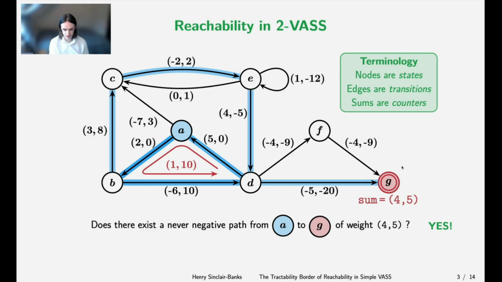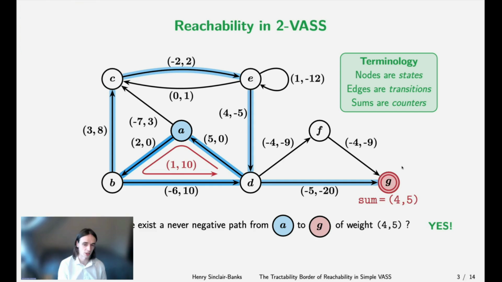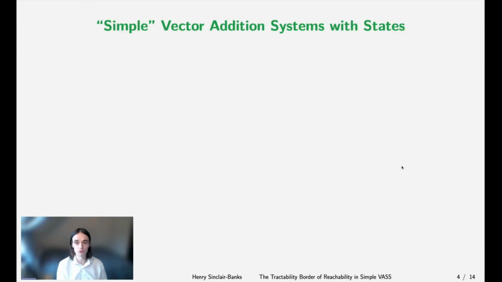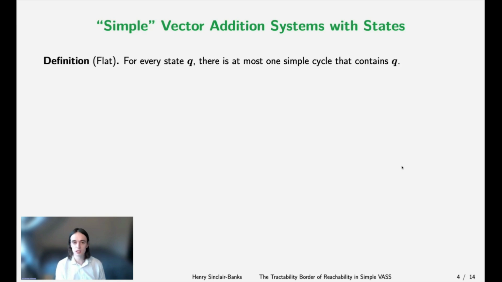And yeah, you can ask this kind of problem of higher and higher dimensions, and actually this problem explodes in complexity very quickly. That's not the focus of this presentation because I claim to study simple vector addition systems with states. What do I mean by simple? Well, we're going to study a system called flat VAS. So a VAS is flat if for every state there is at most one simple cycle that contains that state.